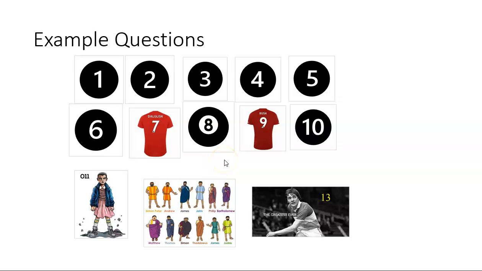And the final example is example number 13. And 13 is the number of the greatest Gaelic footballer ever, in my opinion, Matt Connor. Okay, so let's look at the question.